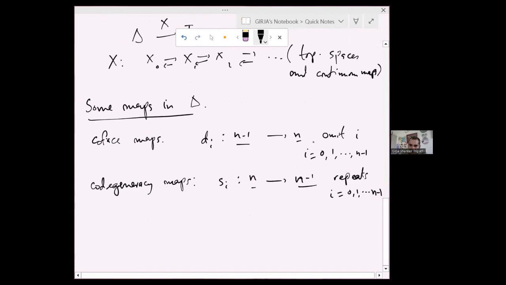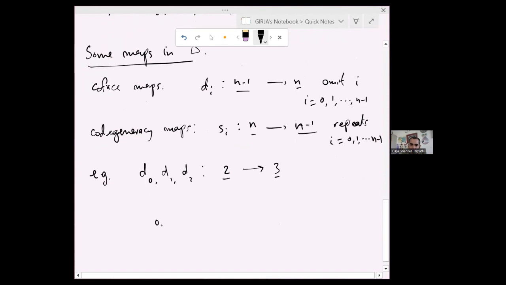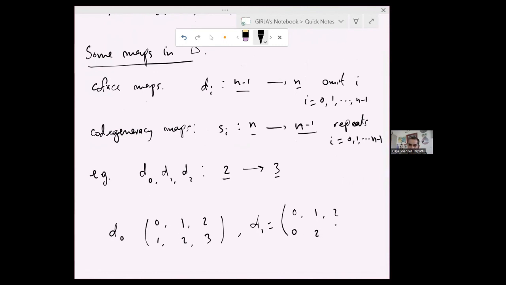So, the reason for this indexing is the following. This one repeats i. For example, we have d0, d1, and d2, from 2 to 3. So what does it do? We have 0, 1, 2, and we can write them this way. So d0 will be 1, 2. It omits i, and then the other things have to shift that way. Let me write one more. This will leave out 1, so 0, this becomes 2, this becomes 3.